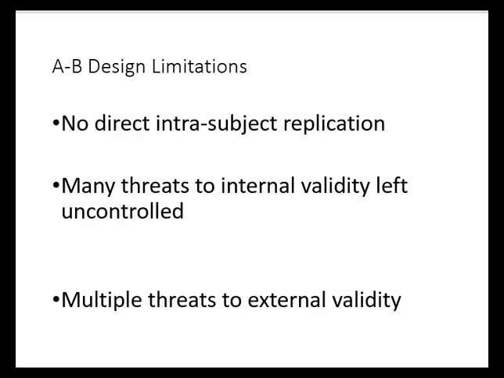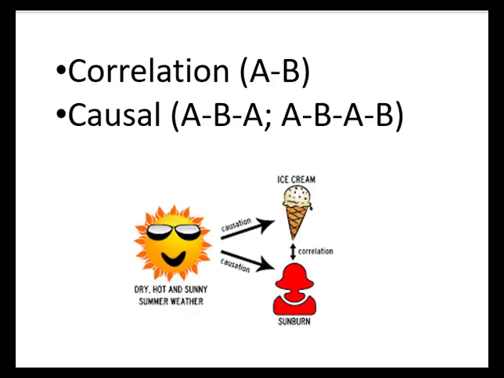An A-B design, therefore, offers no assurance that the change in the independent variable is responsible for the change in the dependent variable. Many threats to internal validity are left uncontrolled, for example, history, maturation, and testing. There are multiple threats to external validity as well.